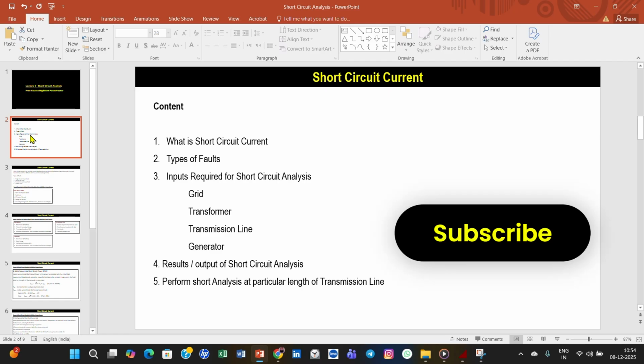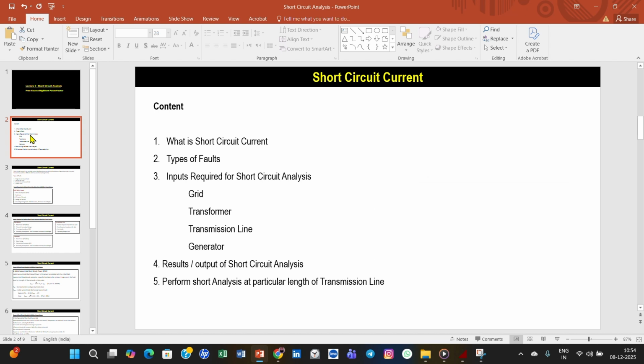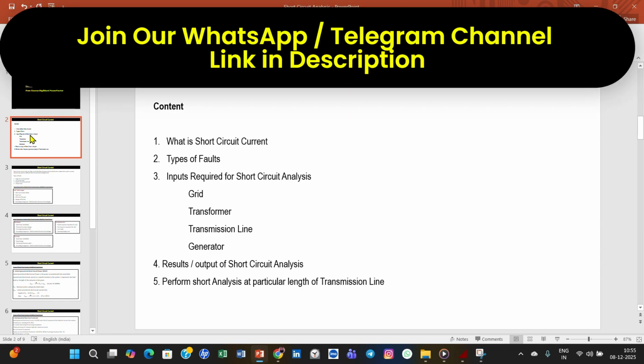And finally, perform short circuit analysis at a particular length of the transmission line. That means, suppose our line is 1 kilometer or 2 kilometers, we want to see if the fault occurs at 80% of the line or 50% of the line, what will be the effect on the short circuit current, what will be our short circuit current. So we will also perform that in this lecture. Let us start the lecture.